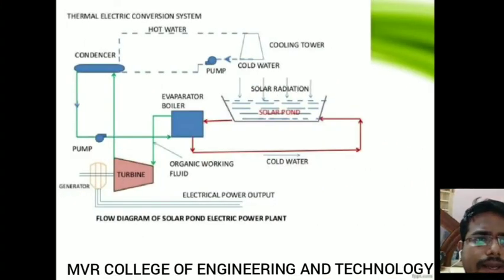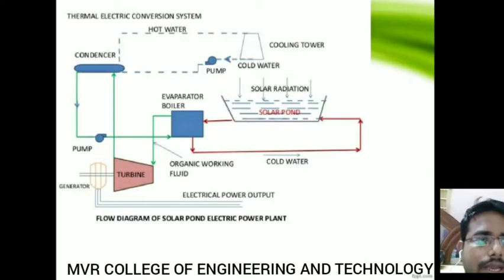You can see here the flow diagram for the solar power plant. Here the solar radiation comes and hits the solar pond. Whenever it receives the radiation, it is sent to the boiler, and the evaporator boiler generates the steam, which is sent to the turbine. At the other end you can see the pump. After the water is heated, it will be sent to the condenser, and the hot water will be sent to the cooling tower, and the water will be cooled again. So this is the process here.